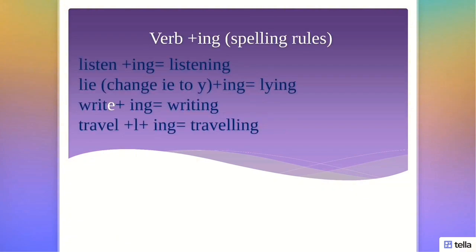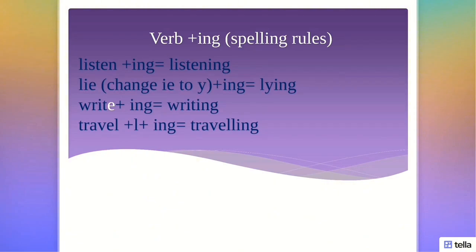Let us consider the verb plus ing spelling rules. So if we have a regular verb, then we have just to add ing to it. For example, listen plus ing is listening. But if the verb has the ending ie, then we have to change it into y, and right after that we have to add ing. For example, lie, lying. If the verb has the ending e, then we have to put it away. Just get it out. As in the example, write, writing. You see, there is no e in writing.